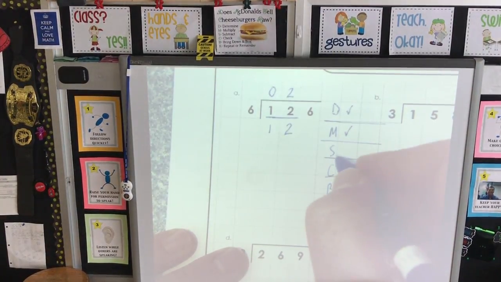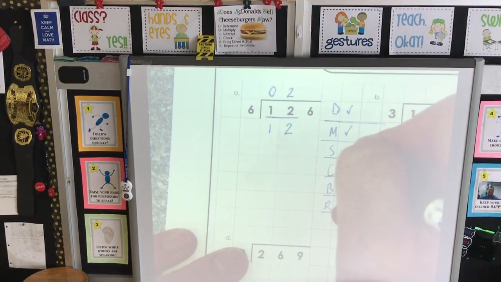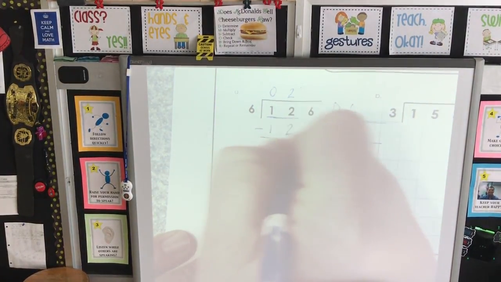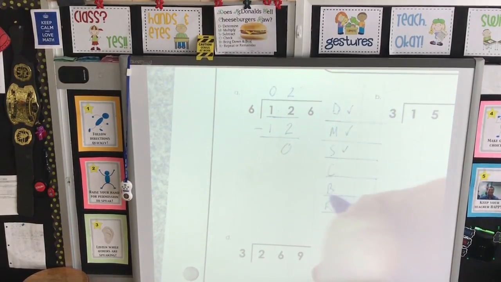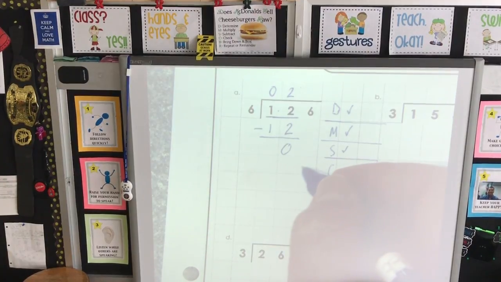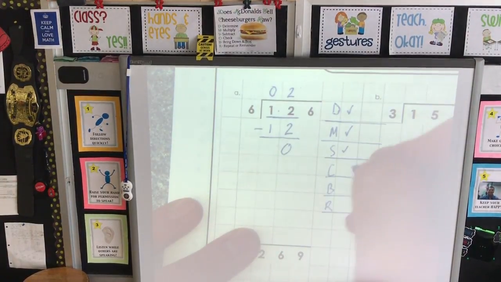All right, ready? Next one. The S. Go. Subtract 12 minus 12 equals 0. So that's what I want you to get in the habit of, being able to do that. All right, next one. Ready?